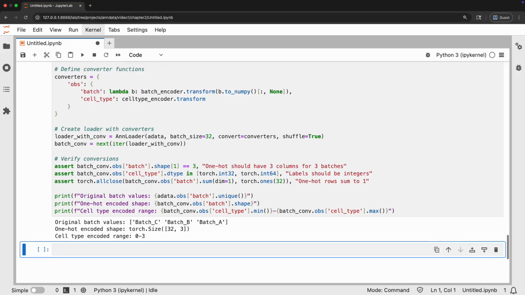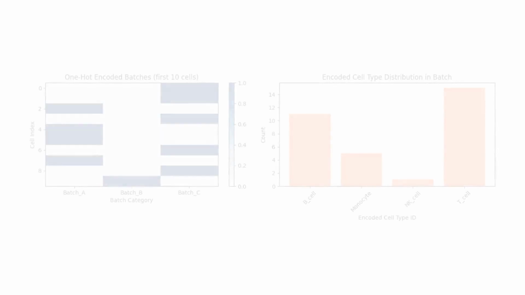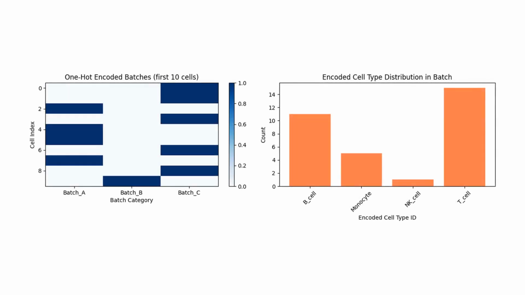Let's visualize the encoding transformation to better understand what's happening. In this visualization, we can see 2 plots. On the left, the image shows the one-hot encoded batches for the first 10 cells, where each row represents a cell and has exactly 1 active column indicating its batch. On the right, the bar chart displays the distribution of encoded cell types in our batch, showing how the 4 cell types are represented with their integer encodings.